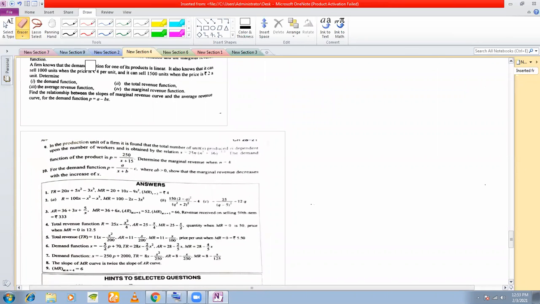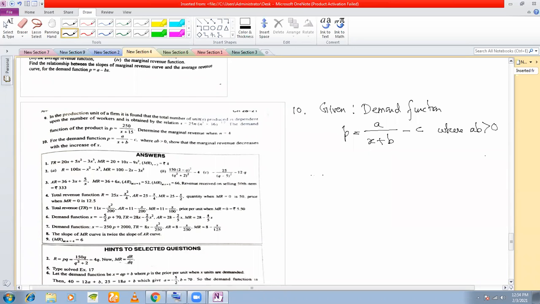The last question is number 10. It states that for the given demand function P is equal to A by X plus B minus C, where A and B are constants such that the product AB is greater than 0. Show that the marginal revenue decreases with the increase of X. You need to show that the marginal revenue decreases with the increase of X.